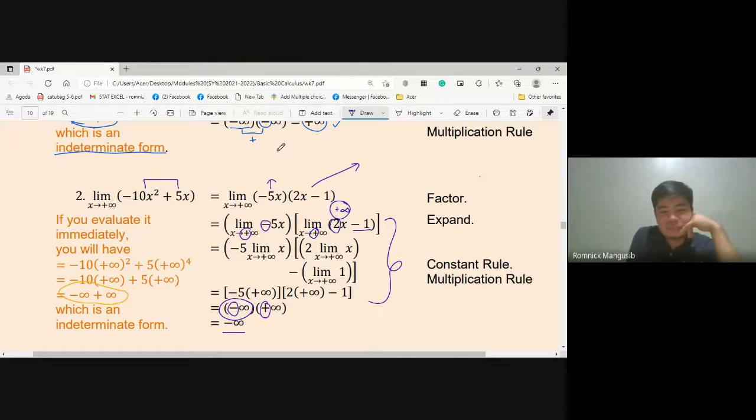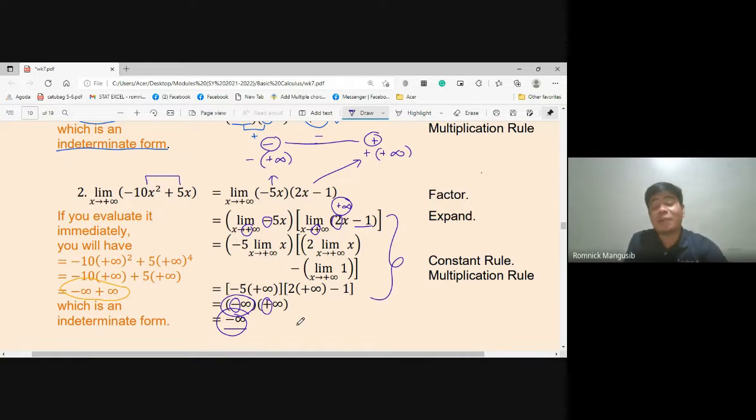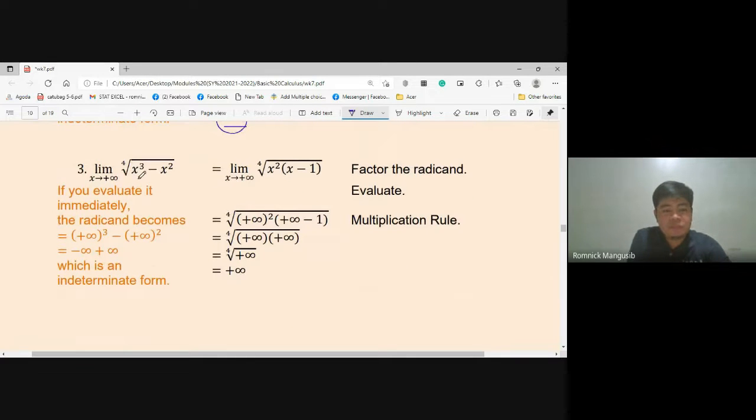Okay, so here, negative 5x, so pwede ka mag-direct inspection, negative times positive infinity. And dito naman, 2 positive times positive infinity. O makikita mo na kagad that this is positive, this is negative. So negative versus positive, multiply them. Prevailing is negative. Kaya ito, negative infinity. O, pwedeng ganun na lang gawin mo. Okay? Para makita mo kung ano yung final. Okay? Number 3.